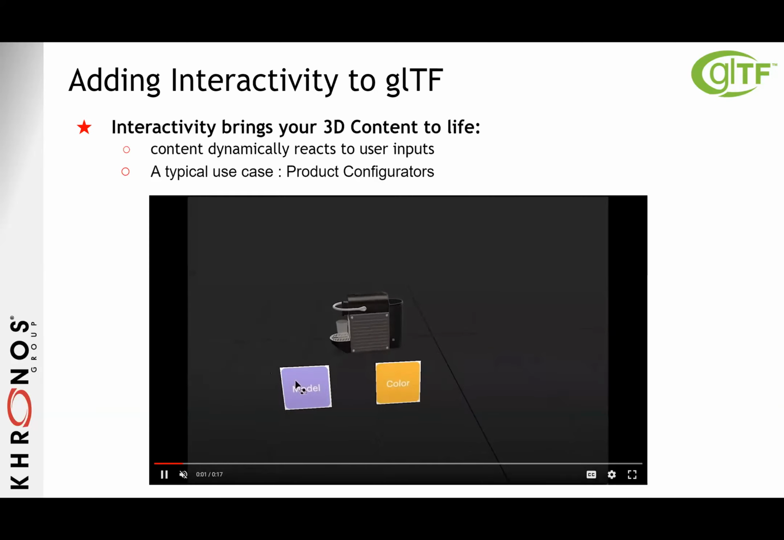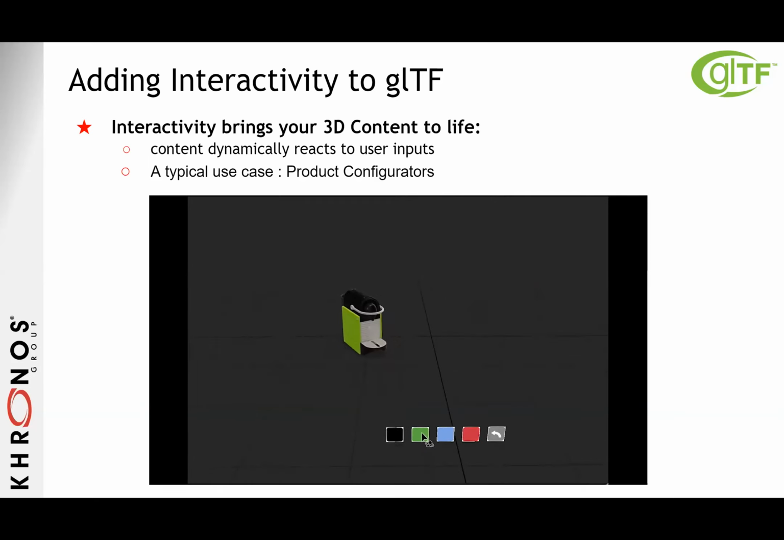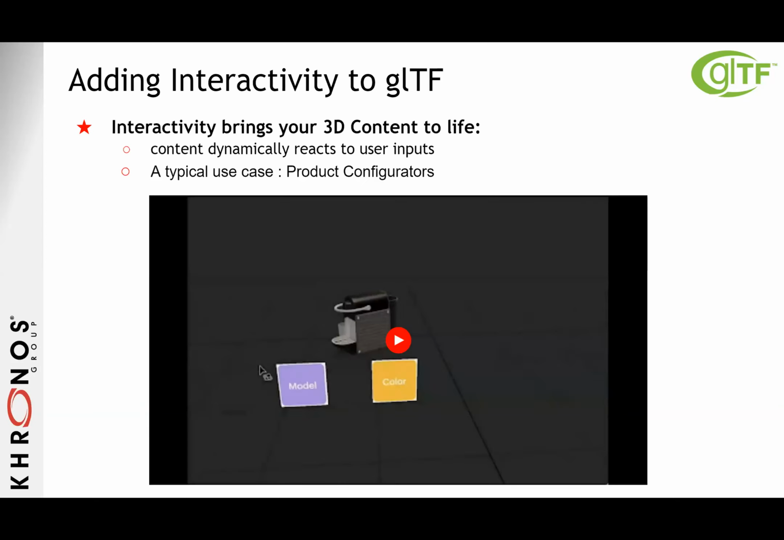In this example, you see a coffee machine that could be on a website for buying such an item, and you can choose the type of model you want to buy, or you can choose the color. By providing such a compelling experience, you increase the chance of a customer buying.